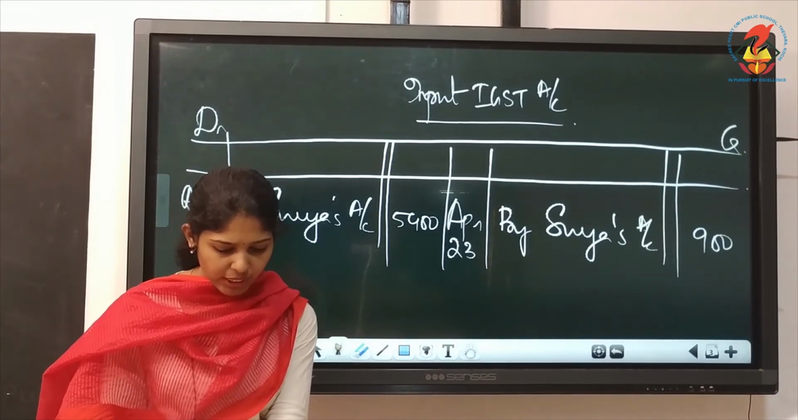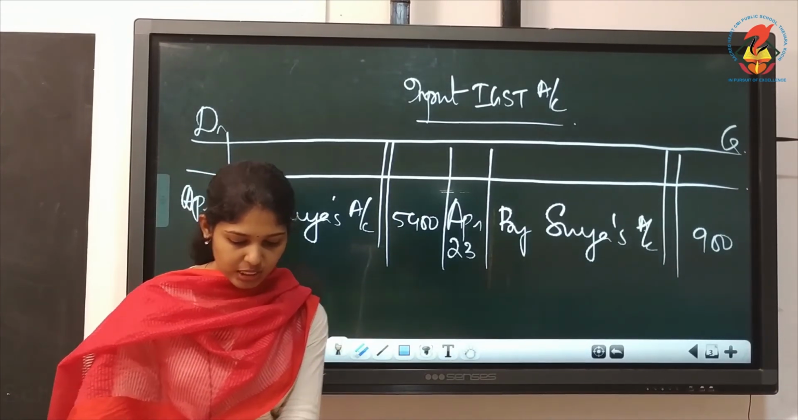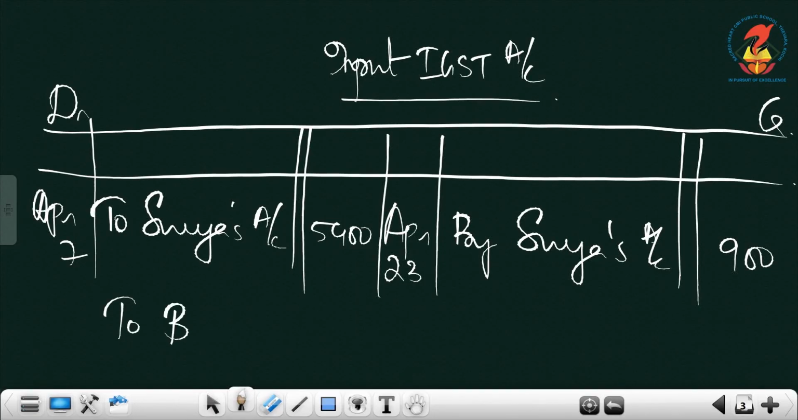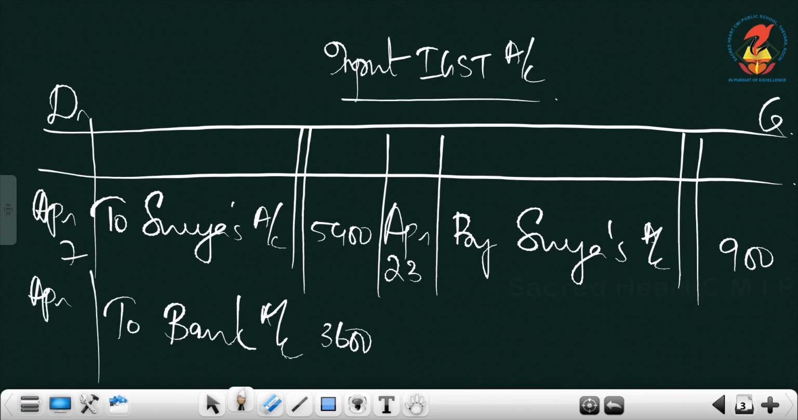Then we missed one. On April 15th we have IGST. There also it is debited. So "To Bank", 3,600. Yes. This is on April 15th.